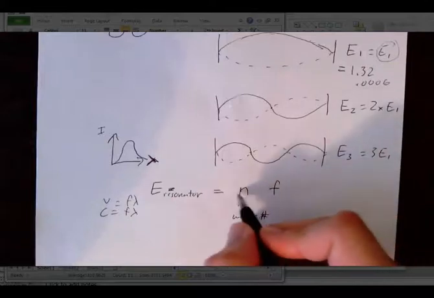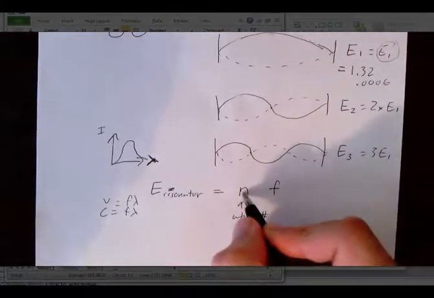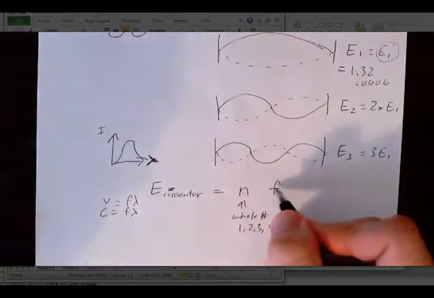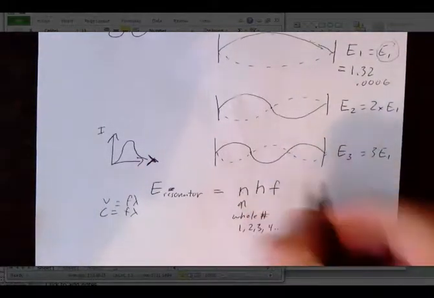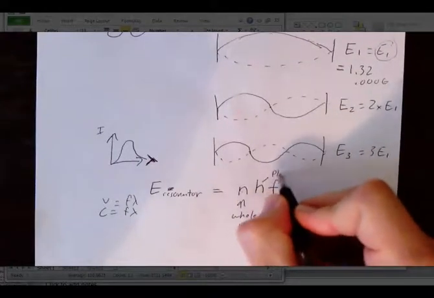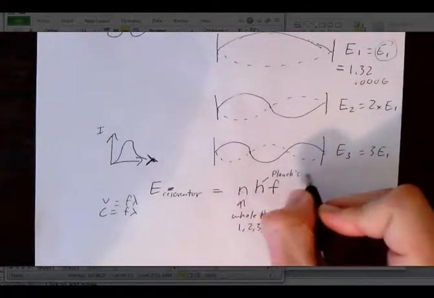It's not a whole number times the frequency. It's a whole number times the frequency times some teeny little number. And it's super duper small. And they named it later after him. It's called Planck's constant.